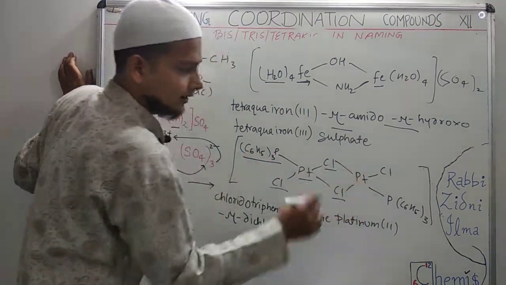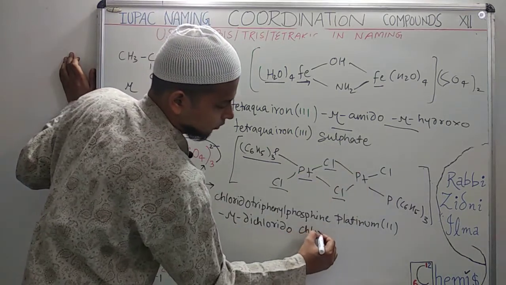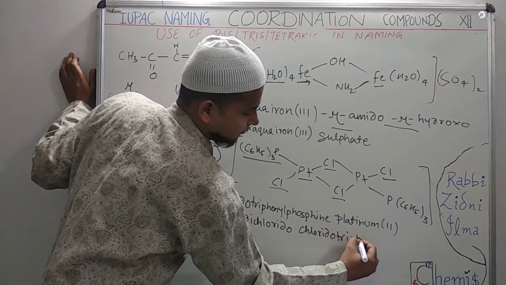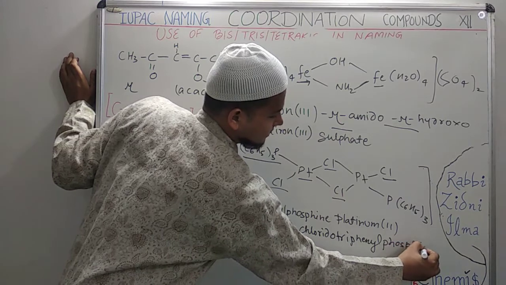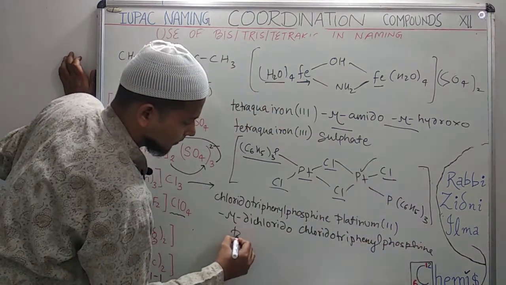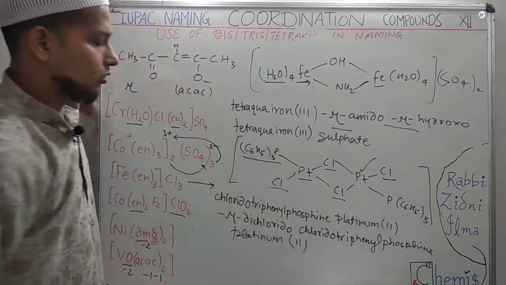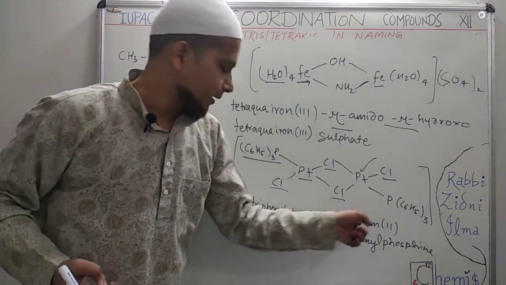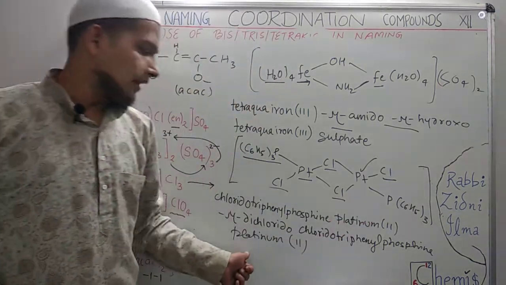Next up is again the naming of the ligands and the metal, that is what? Chlorido, this one, and triphenylphosphine. The next is the naming of this platinum, platinum, and the oxidation state 2. So a very nice and lengthy name. Chlorido triphenylphosphine platinum(II), mu-dichlorido, chlorido triphenylphosphine platinum(II).